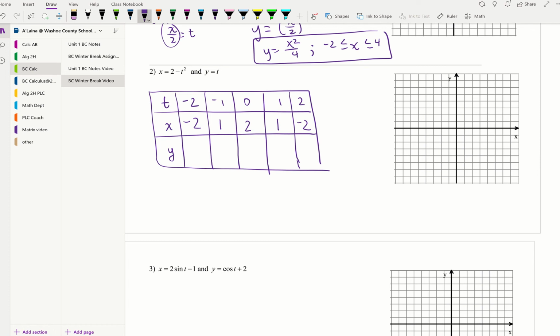So starting with x, if I substitute in, let's see, I get -2, 1, 2, 1, and -2. If I substitute in for y, because y and t are the same, I can just repeat those values. And now I'm going to plot x, y points on an xy coordinate system. And so I have the points -2, -2, -1, -1, 2, 0. Oh, I'm just making sure I did that right. Okay. 2, 0, 1, 1.